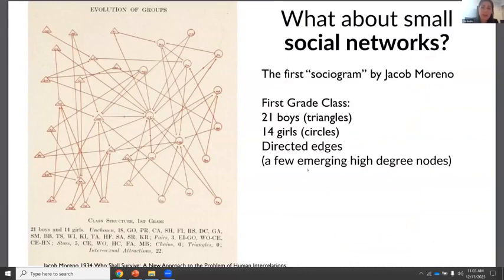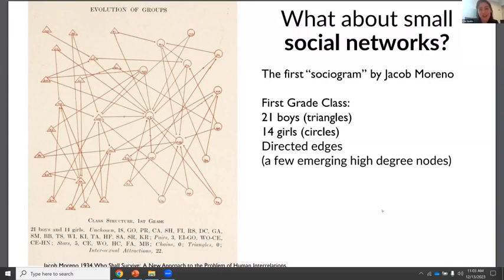What I'm really interested in is small social networks. This over here is the first sociogram, and a sociogram is what we call a visual network of nodes and links in social network analysis. This is by Jacob Moreno, and this is a first grade class. There are 21 boys in the class and 14 girls. The boys are triangles and the girls are circles, and the edges between them are directed. From this, we see a few emerging high degree nodes.